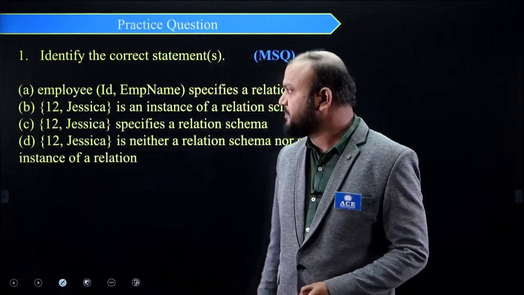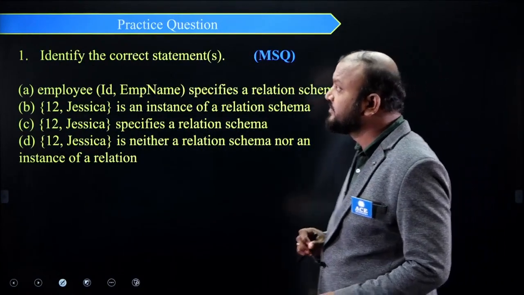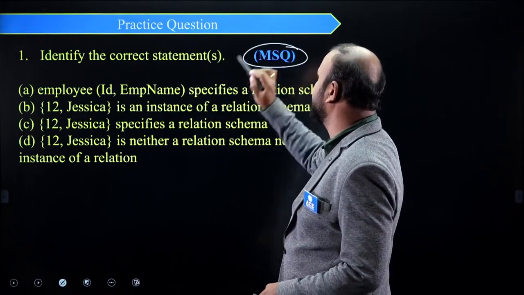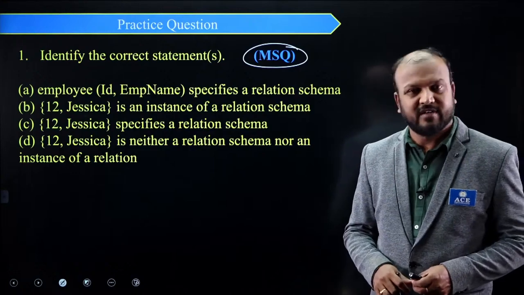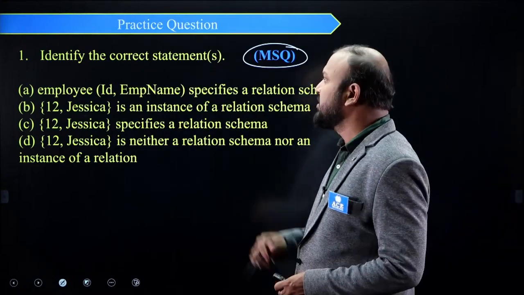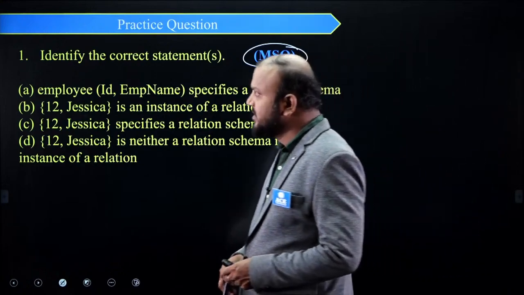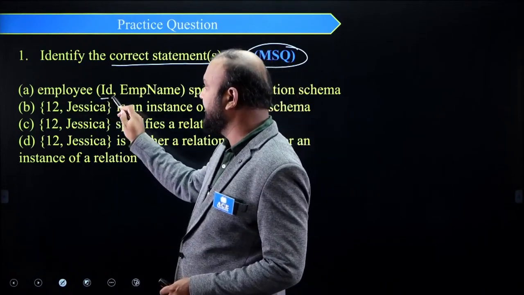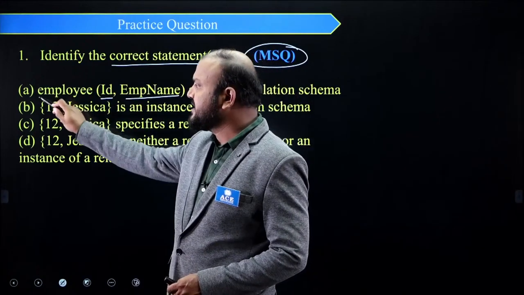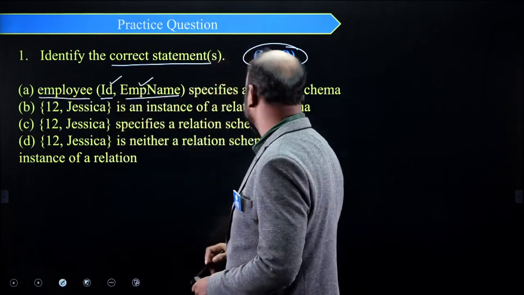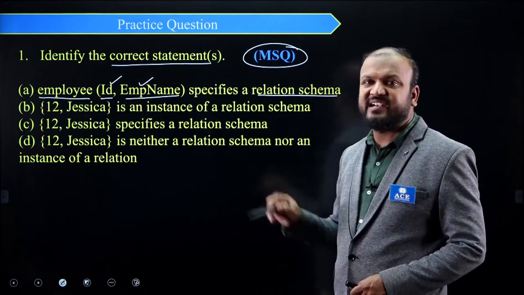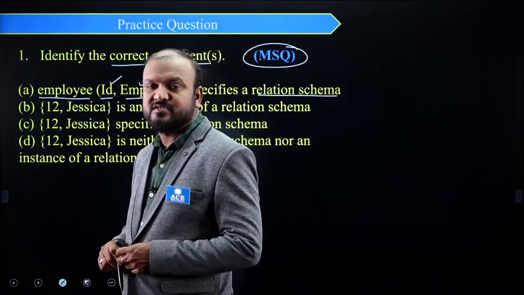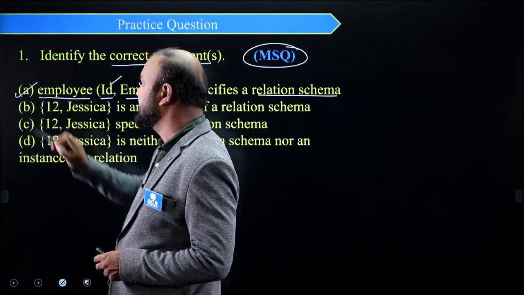Here, look at a practice question. Identify the correct statement. It is an MSQ, but in RRB JE you don't expect MSQs. All are MCQs, and only one option is correct. But okay, you can solve this kind of question. Identify the correct statements. Look: Employee ID, employee name. Employee is a relation, and these are the attributes of the relation. It specifies a relation schema. It is talking about a structure, and anything that talks about a structure is called a schema. So this is a correct statement.